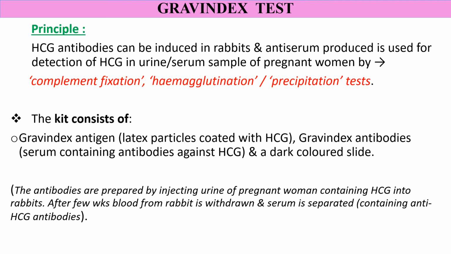The Gravindex test of pregnancy is based on the principle that human chorionic gonadotropin hormone antibodies can be induced in animals like rabbits and then the antiserum thus produced can be used for the detection of HCG in urine or serum sample of a pregnant woman by using the techniques of complement fixation and precipitation. The Gravindex test kit consists of Gravindex antigen, Gravindex antibodies and a dark colored slide.